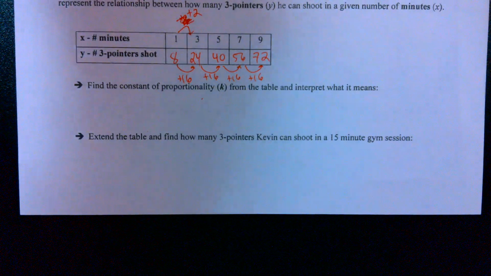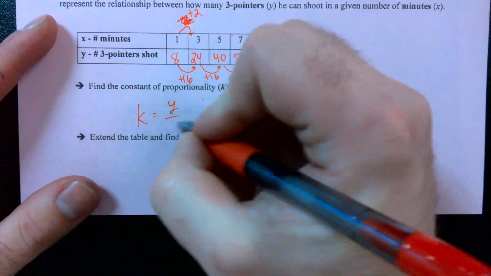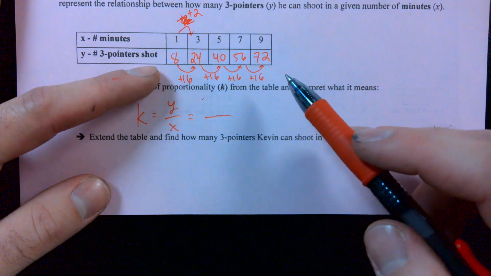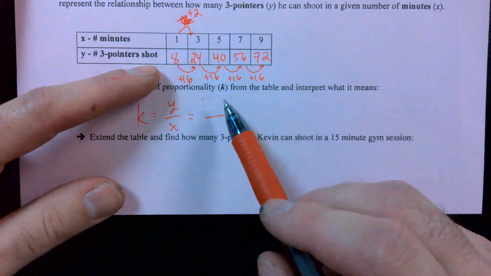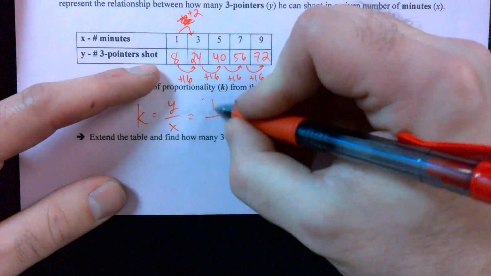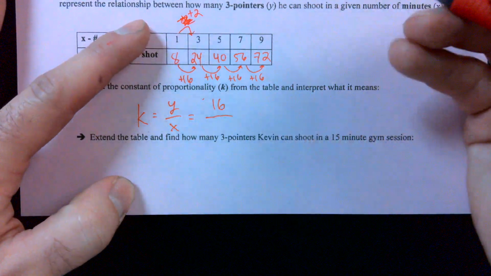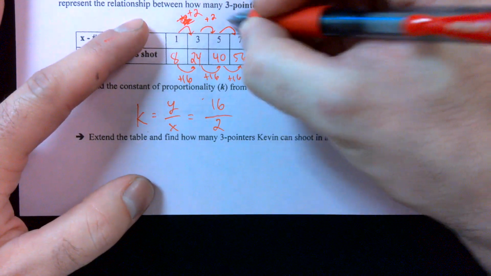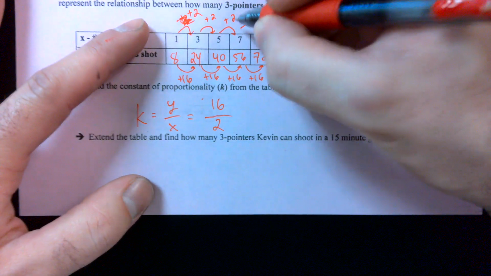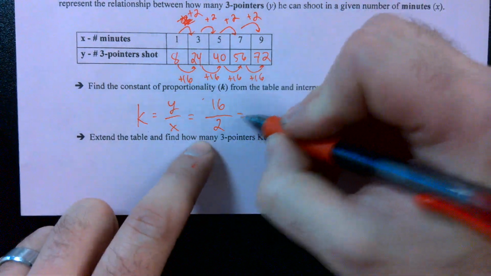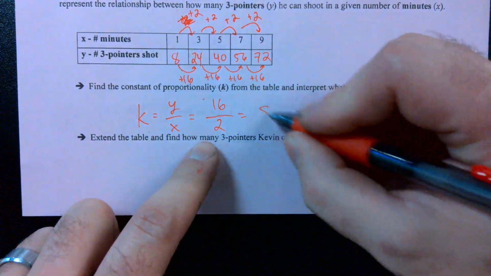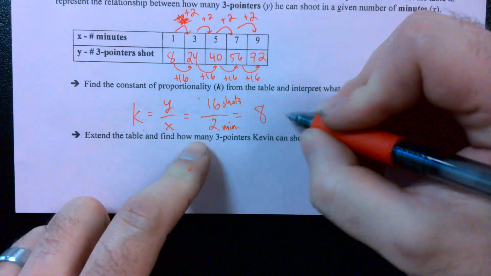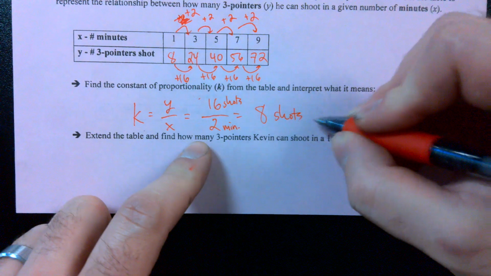Right? To find K, we're just going to put our Y over our X. What was our little plus down on the Y? How much did we add from Y value to Y value? Right here on the box. We added 16. What are we adding on the top? We're adding 2, right? 3 to 5 is plus 2. 5 to 7 is plus 2. 7 to 9 is plus 2. What is 16 divided by 2? 8. 16 shots in 2 minutes comes out to 8 shots per minute.